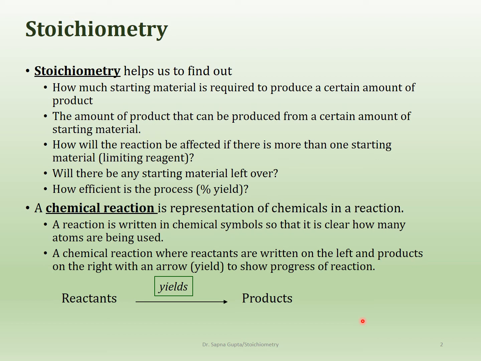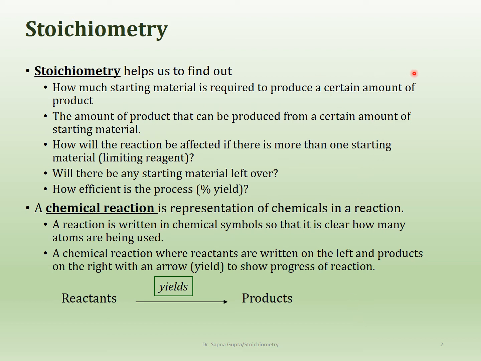That will be dealt with in what we call limiting reagent problems, where if you have more than one starting material, then what happens? Will there be any starting material left over? So for example, in the third point, where we have more than one starting material, do you have anything left over, or does it all get consumed? And then finally, how efficient is the process, which means, what is your percent yield? Is it a good reaction?